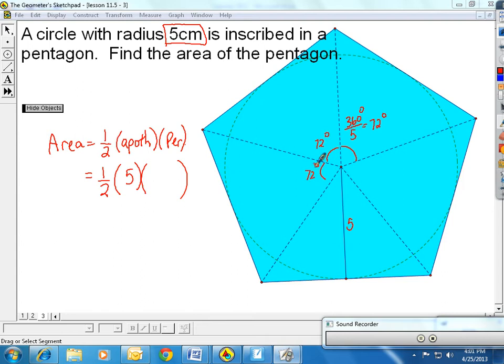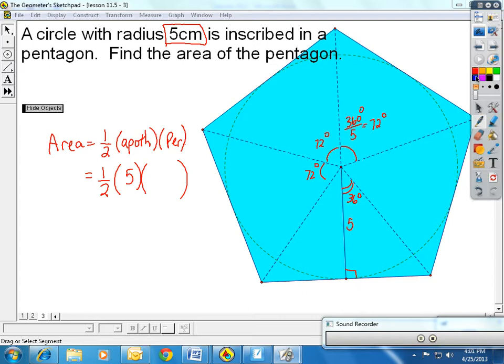It doesn't matter what polygon you have, you can always divide it and find this one. Now, the apothem has cut that one in half, so I'm going to divide that by 2 to get 36. This angle here is 36 degrees. Remember, the apothem is perpendicular. So what do I have now but a right triangle?